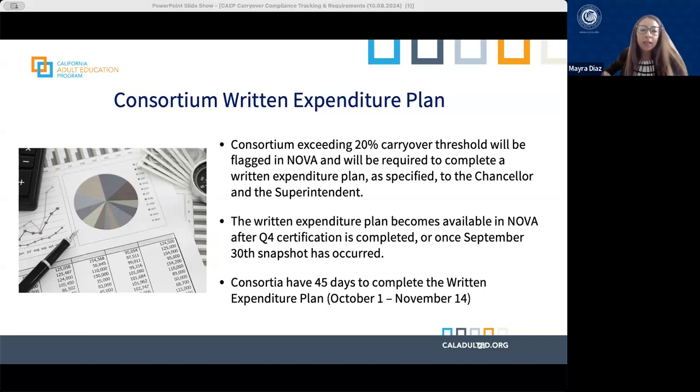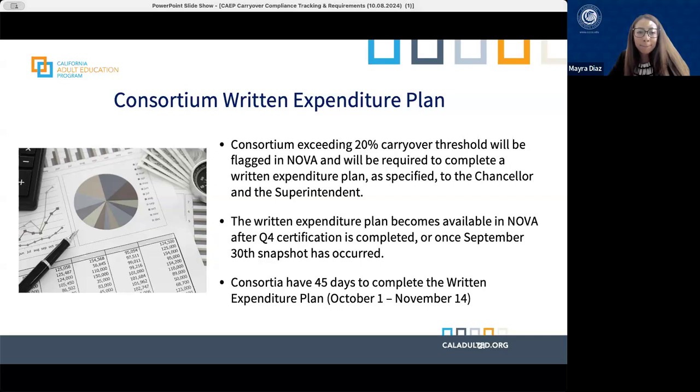The written expenditure plan populated this time around, given the new testing of this new rollout in NOVA, and this is the first year of rolling out this legislation as well. The period when this became available was October 1st. September 30th is the snapshot that occurs on an annual basis, so ensuring that Q4 is certified no later than September 30th is going to be critical. The written expenditure plan has 45 days to complete, and it runs from October 1st through November 14th. I've been hearing of a possibility of a request for extensions, and we'll cover what the written expenditure plan entails as well.